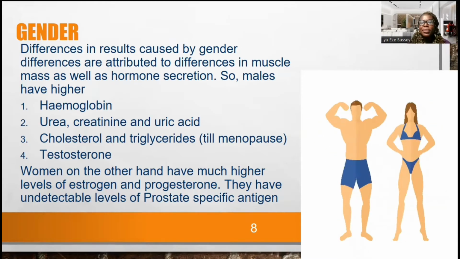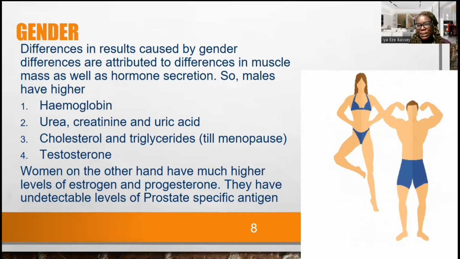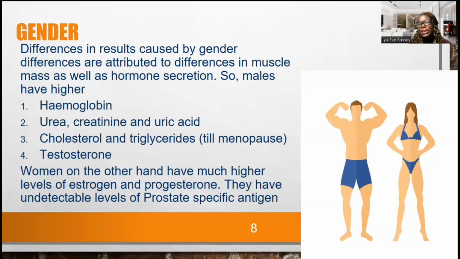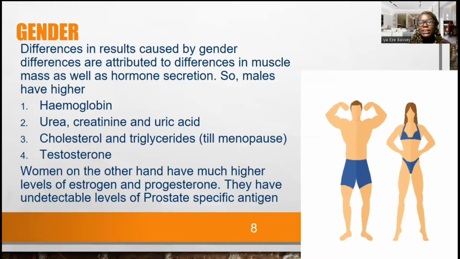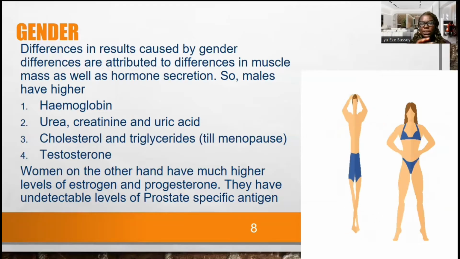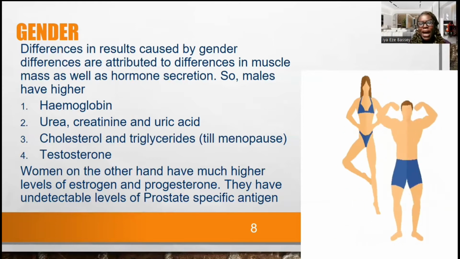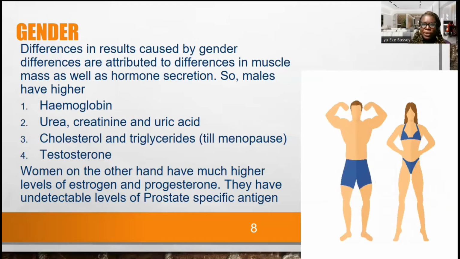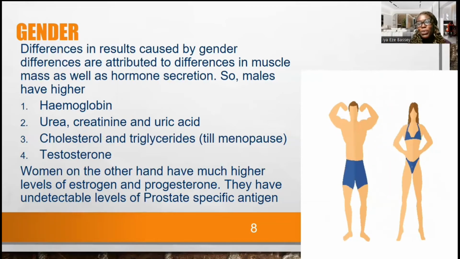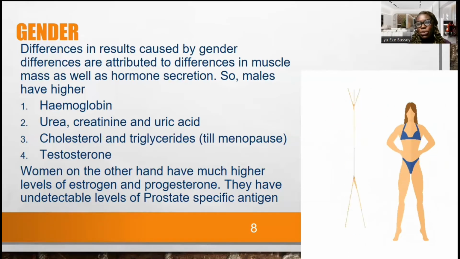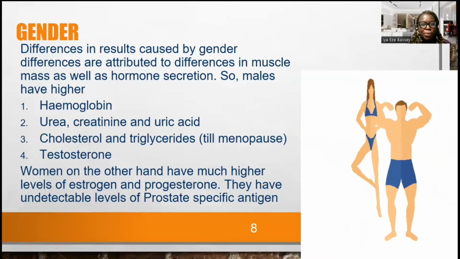So you would have the males having more hemoglobin, more urea and creatinine and uric acid. These are breakdown products that you find from muscle mass. The men will also have higher cholesterol and triglycerides. But when the women reach menopause, their cholesterol and triglycerides become comparable. Okay, men would also have higher testosterone levels than females, which is why you have this kind of muscles. All right. For the hemoglobin, it will be higher because monthly women are known to lose some amount of blood. Men don't. So you will have higher hemoglobin levels.